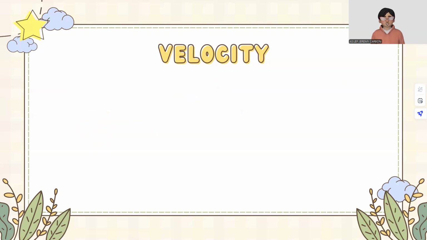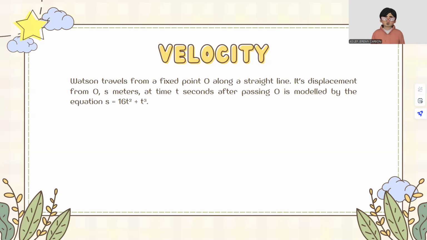Now, let's try our hands at a sample problem. Of course, we learned earlier that velocity is simply the derivative of displacement, which means that with the same problem, with the same given, we can solve for the velocity. All we have to do first is digest the following question. Find the velocity of Watson after 4 seconds, which means that our value for t is going to be 4 when we solve for velocity.